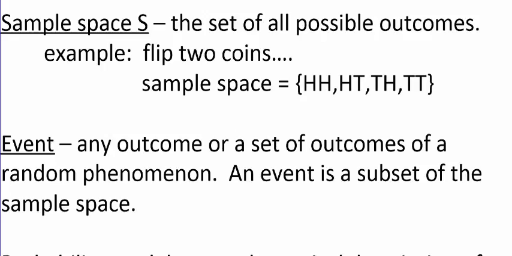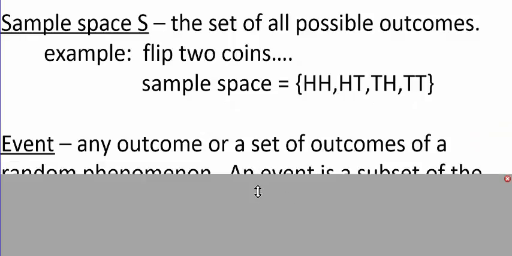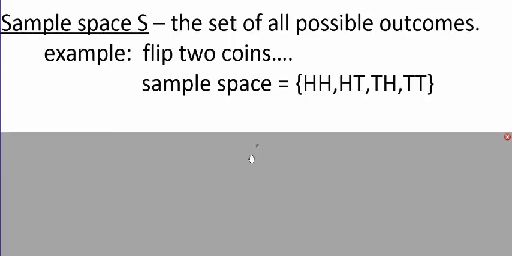Okay, in this lesson we're going to look at some basic probability and probability models. So let's get started. First, some definitions. First we have a sample space, and the sample space is the set of all possible outcomes.